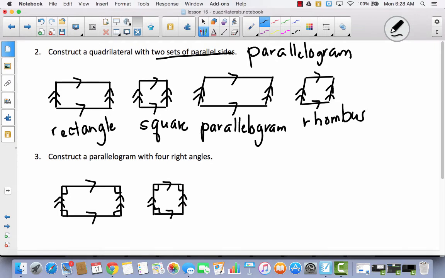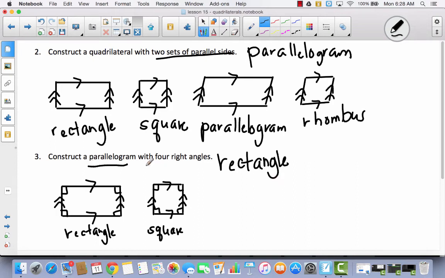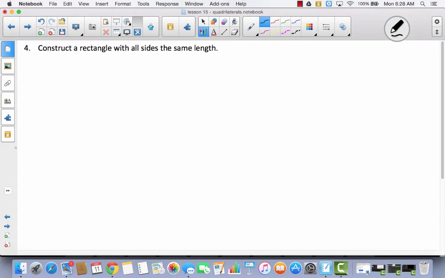Now, this is probably going to blow your mind a little bit when I tell you this. Go ahead and label this rectangle, and go ahead and label this square. But both of these figures can be called rectangles because the only thing it takes to be a rectangle is it has to be a parallelogram with 4 right angles. So technically a square is a rectangle. These are both rectangles. Probably never heard that before.